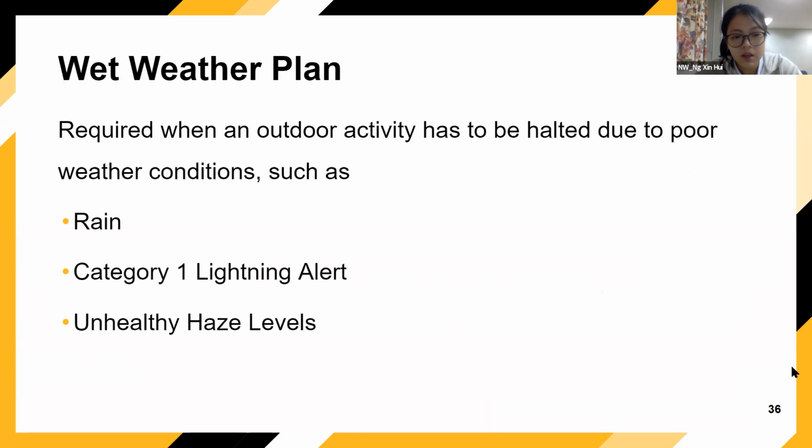Wet weather plans are a subset of contingency plans. So in the case where an outdoor activity must cease due to poor weather conditions, an alternative plan can be executed. So for example, you go out for a run, it's an outdoor activity. So in the case where you plan for a run outdoors, and then there's rain or like Cat 1 status, so what will you do? You have to come up with a plan to fall back on. Like for example, maybe you can organize a PT session indoors at the foyer or something similar. So that's the purpose of a wet weather plan.